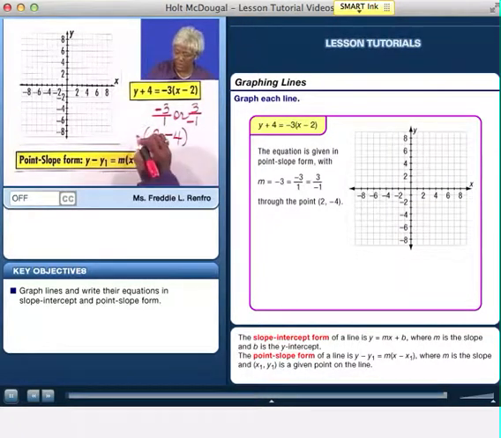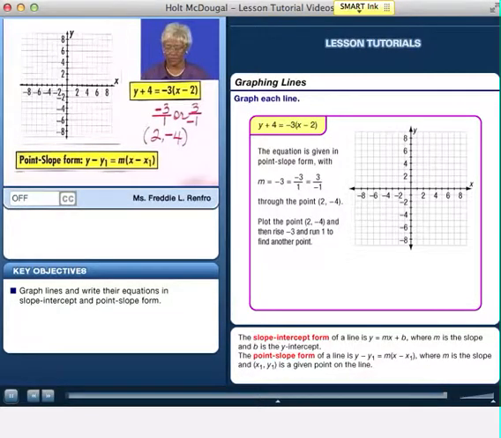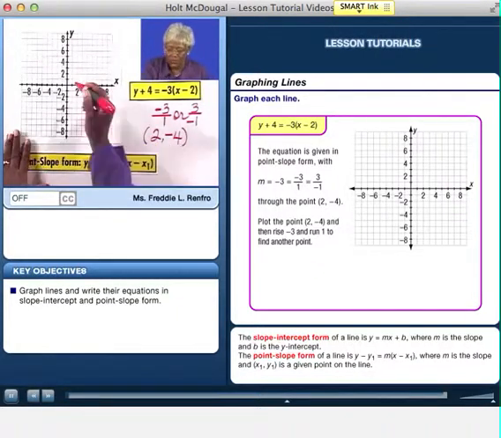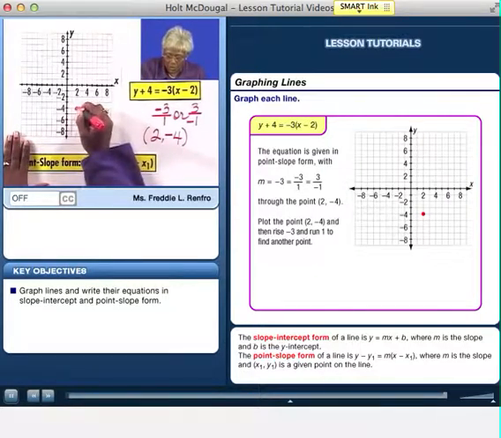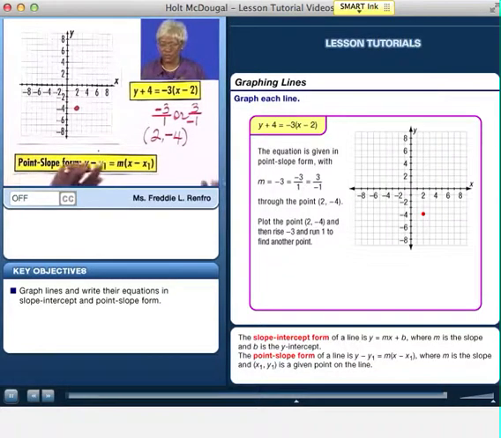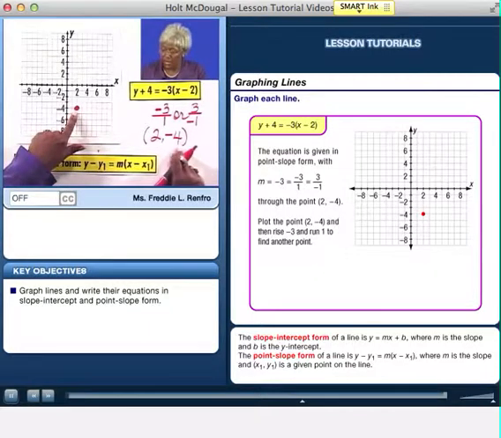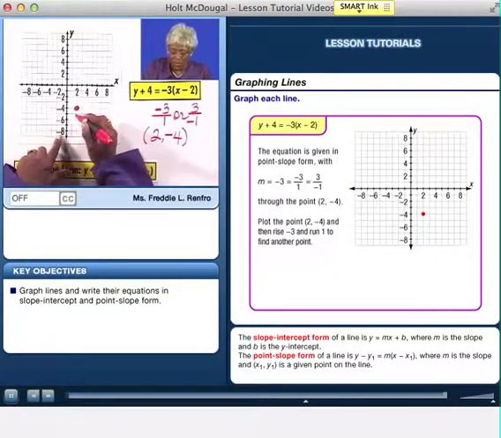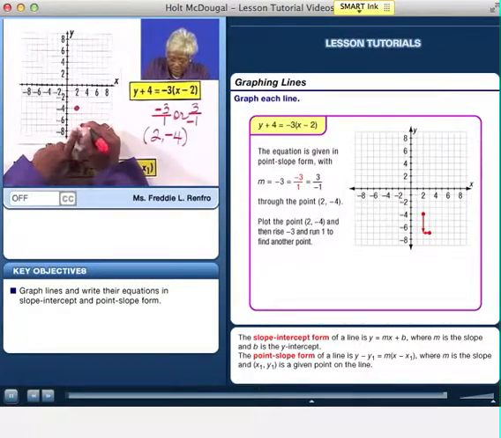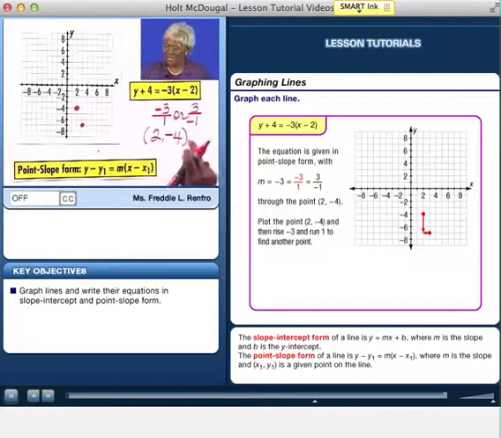So now we have a point, we have the slope, we can graph the line. Let's first graph the point, 2, -4. All right? 2, -4 is 1 point on that line. And now I need to use the slope to determine the other point. I'm going to start with 2, -4, and I'm going to go down 3 units, 1, 2, 3, and I'm going to run 1. There's another point.